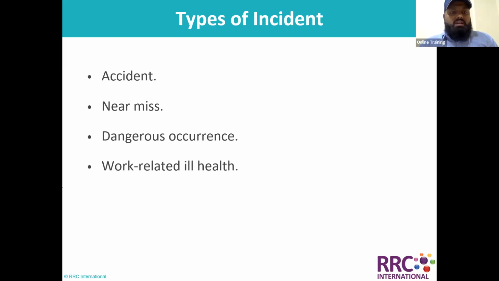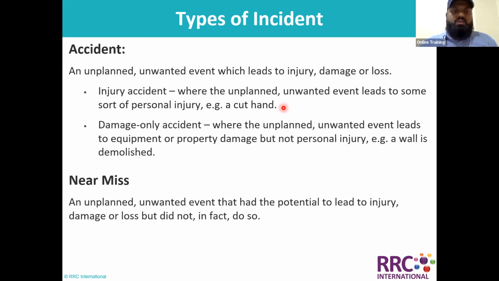Now, regarding the accident, near miss, dangerous occurrence, work-related ill health. Again, remember, these are all the different types of incidents. What are these? Let us have a discussion about the first one, accident. Accident is basically any unwanted, unplanned, unforeseen, unexpected sequence of events which lead to injury, damage, or loss. Whenever these unwanted, unexpected, unplanned sequence of events join together and there is a chance of some kind of injury, damage, or loss, we call it accident.